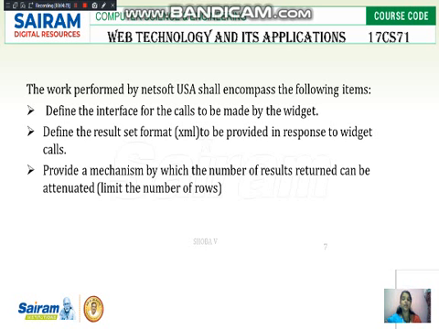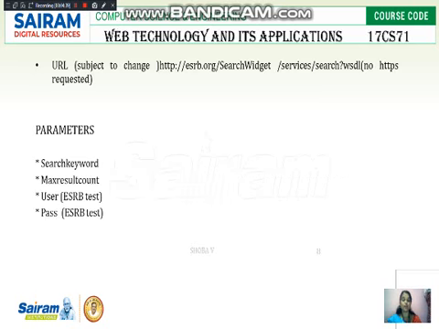And in XML, define the result set format in response to widget calls. Whenever there are widget calls, the result set format should be provided in reference to those calls. It also provides a mechanism by which the number of results returned can be attenuated, that is, it limits the number of rows. And here, what are the parameters we can use in the URL, the Uniform Resource Locator?